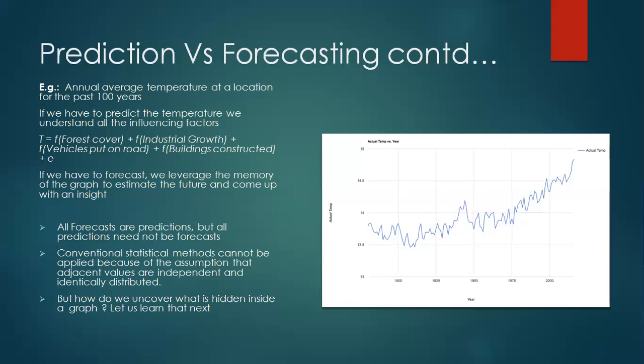But there's one important observation you need to make here. Forecasting doesn't need us to understand all the factors influencing temperature. I don't need to know forest cover or industrial growth or vehicles, etc., to be able to forecast. All I need is the temperature that was there in the past 100 years, and that's it. With the algorithms that we're going to talk about right now, we should be able to forecast into the future what the temperature could look like.